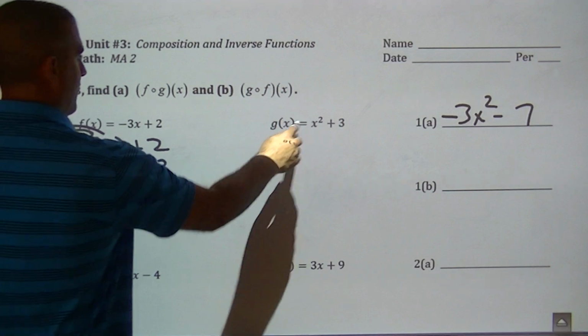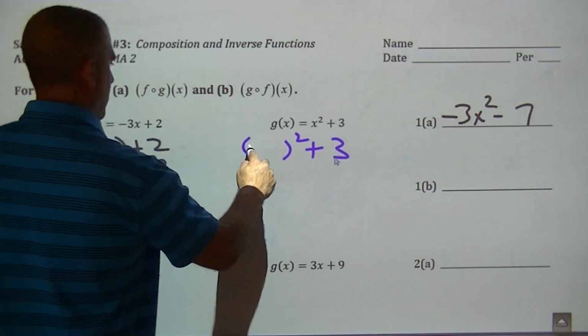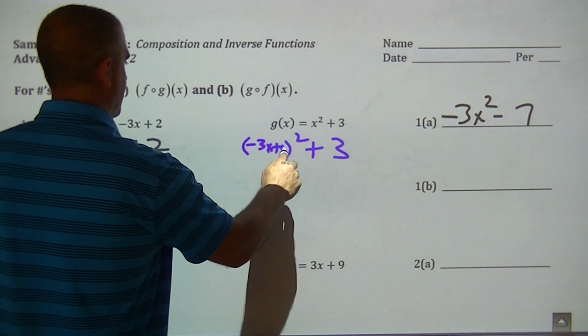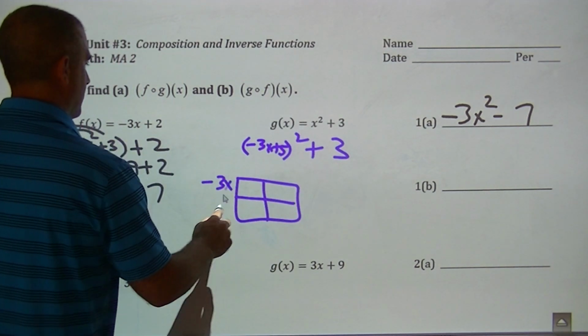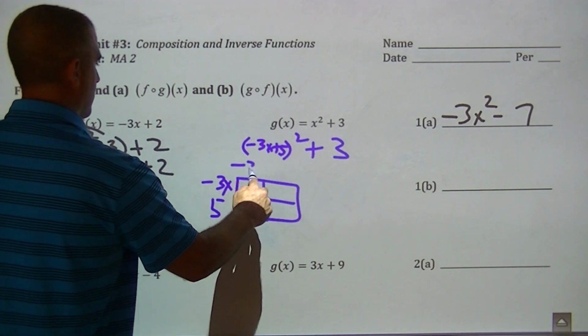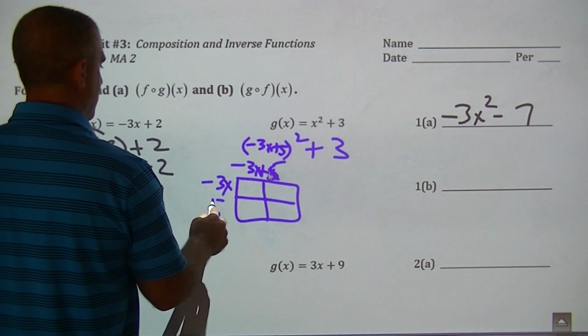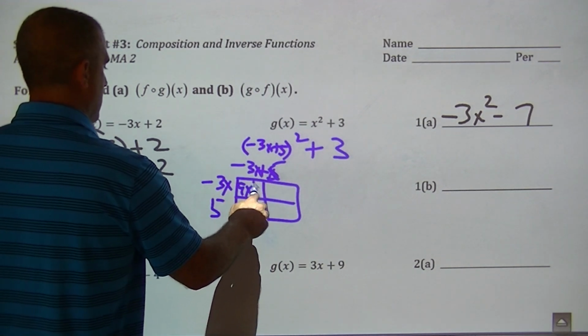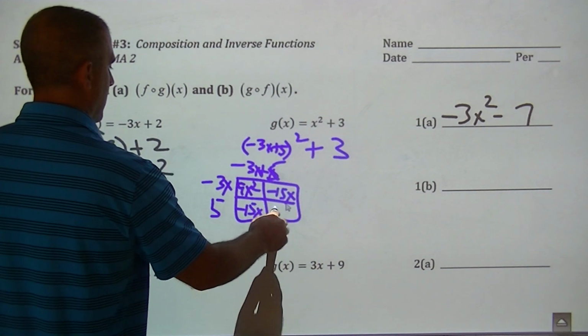Alright, so if I do g of f of x, I'm going to start with the g function. I'm going to put in the f function. Now, what this means, squared means I make a box: negative 3x and 5, negative 3x and 5. So that is going to be 9x squared, negative 15x, negative 15x, and 25.